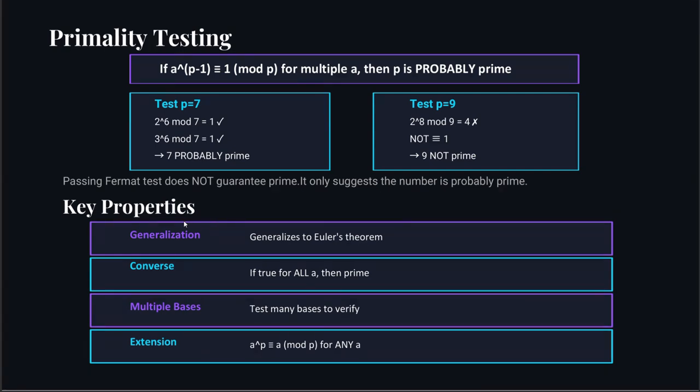Now let's understand some properties regarding Little Fermat Theorem. First property is that Little Fermat Theorem is actually a special case of Euler Theorem.